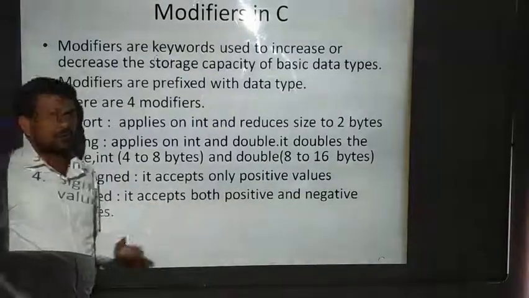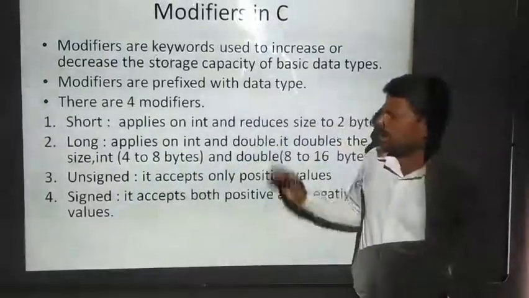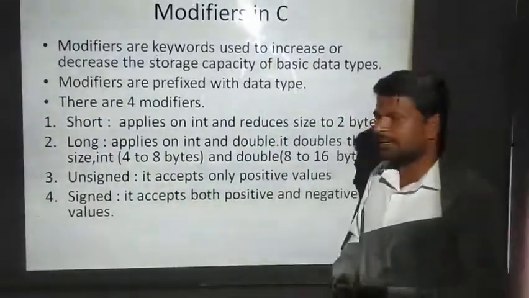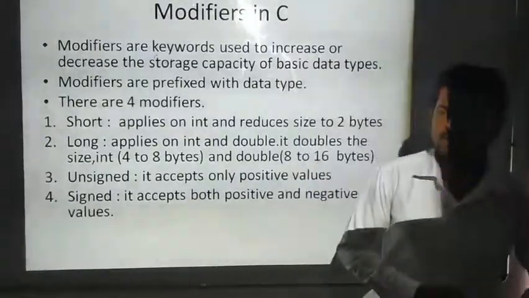Unsigned accepts only positive values. If you mention any data type as unsigned, it accepts only positive values. Signed means it accepts both positive and negative values.